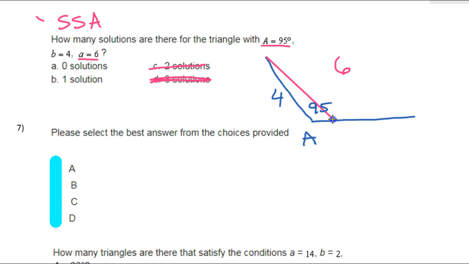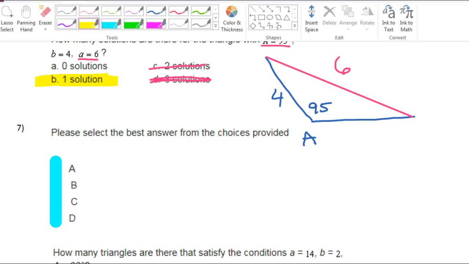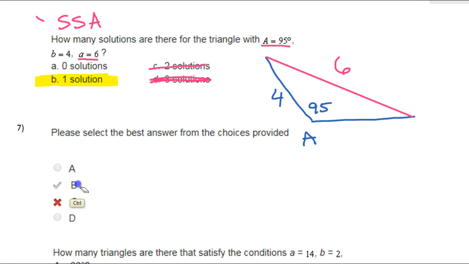Like this might be 5, and then here would be 6. So because this is longer than 4, it is long enough to make a triangle. So there will be 1 triangle. So that's why the answer should be B. Okay? Hopefully you understand why there cannot be 2 solutions. It's because it's obtuse.